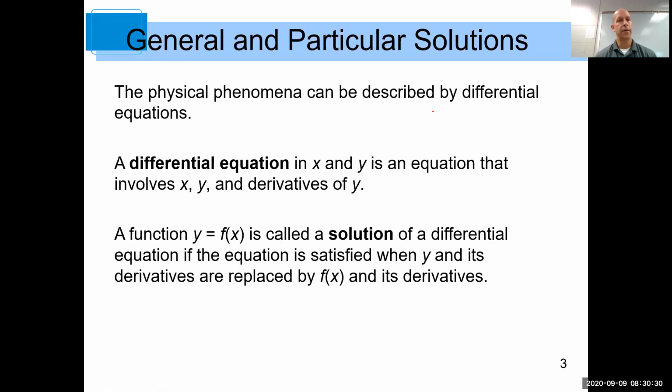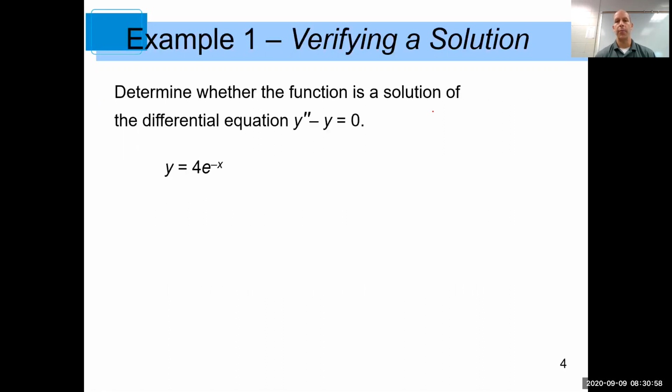There are lots of physical phenomena that can be described using differential equations. A differential equation is simply an equation that's in terms of x and y and some sort of derivative of y in terms of x, for this class. A function y equals f of x is called a solution of a differential equation if the equation is satisfied when y and its derivatives are replaced by f of x and its derivatives. So let's look at an example of that.